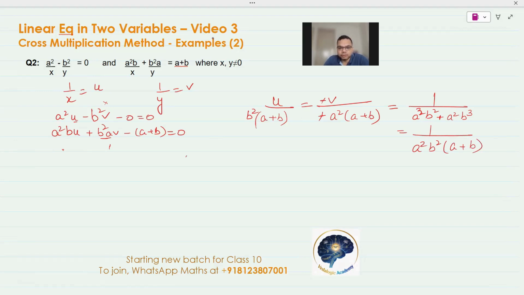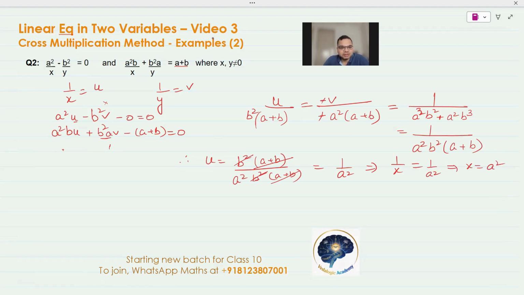So therefore, we can say u is b square into a plus b upon a square b square into a plus b. So this gets cancelled and this also gets cancelled. So u becomes 1 upon a square, which means since u is 1 upon x, 1 upon x is 1 upon a square, which means x is a square, right?